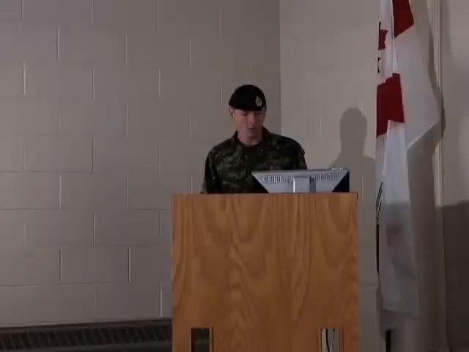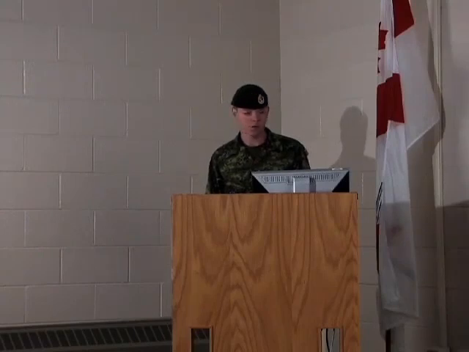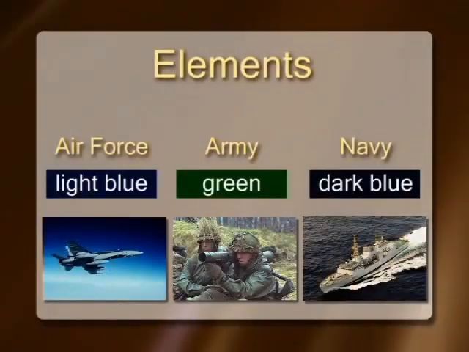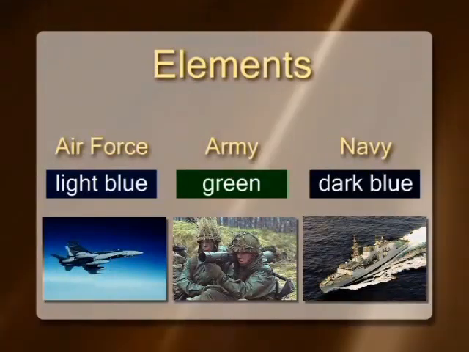Okay, in stage 1, we'll be looking at the CF rank structure. In this stage, we will look at non-commissioned members and the officer ranks. There are 3 elements within the Canadian Armed Forces. First, we have the Air Force. The epaulet is light blue. Next, we have the Army. The epaulet is green. And the Navy. The epaulet is dark blue color.